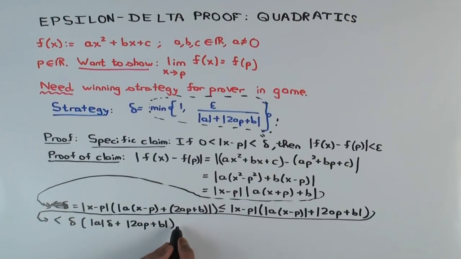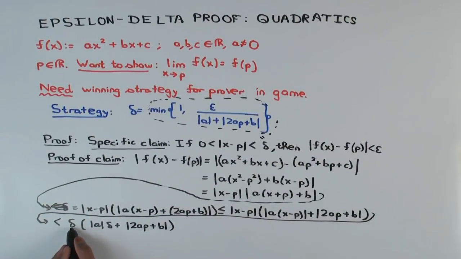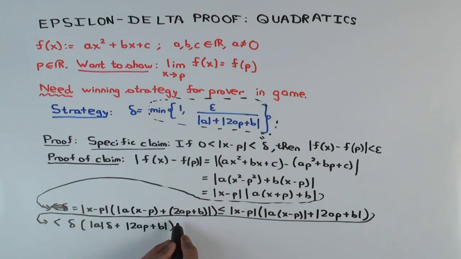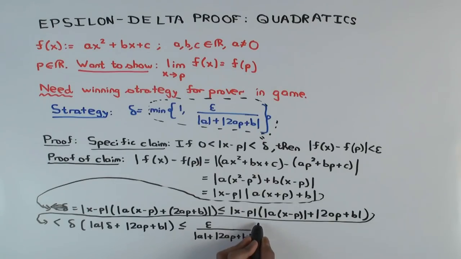Okay. Now this delta, the outer delta, we use that it's less than or equal to what? The epsilon over... Okay. Times... What about this thing? This delta, what do we use that this is less than or equal to? The inner delta? 1.